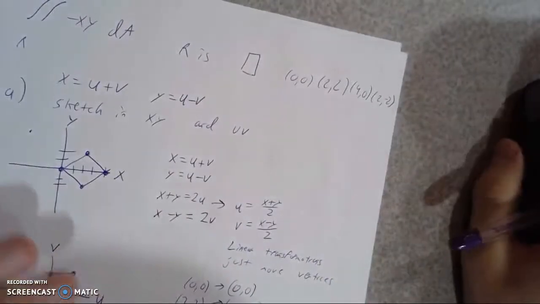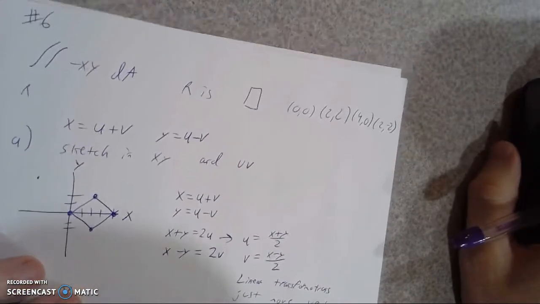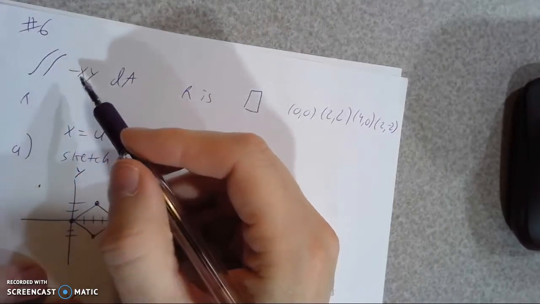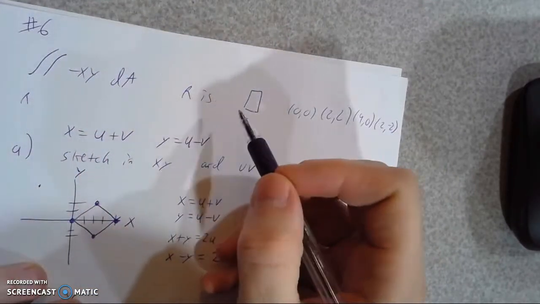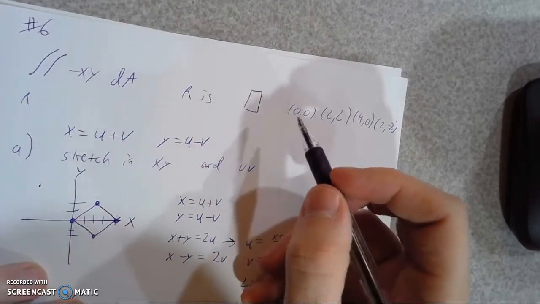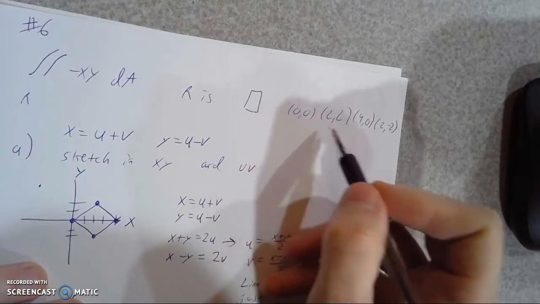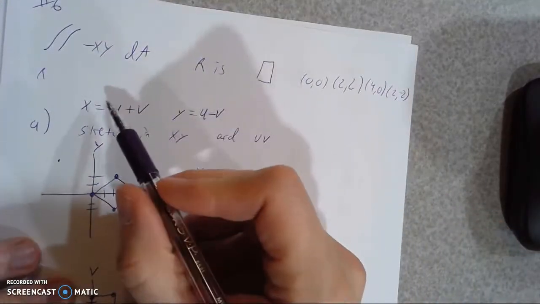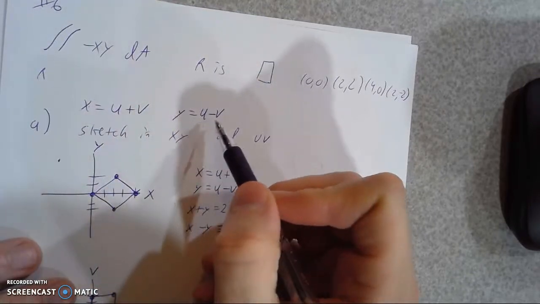This problem actually asks us to go through the entire process. We're going to integrate over a region R of minus xy dA, and R is the square in the xy plane with these coordinates: (0, 0), (2, 2), (4, 0), and (2, -2). But we want to do this with the transformation x equals u plus v, y equals u minus v.